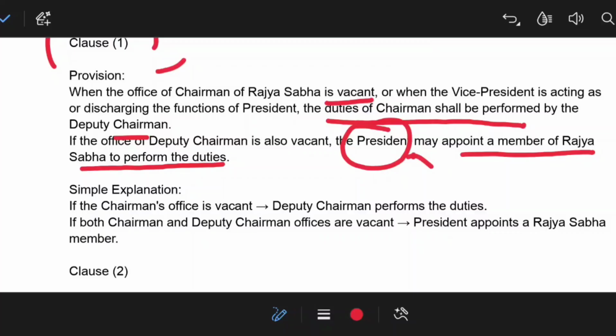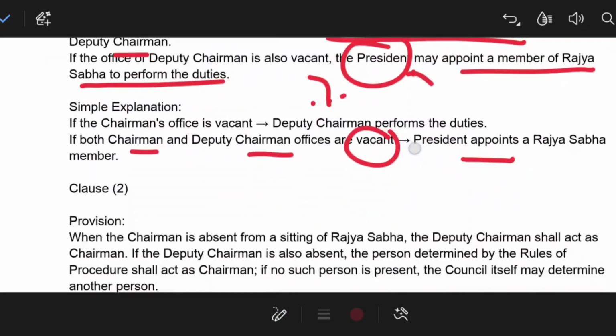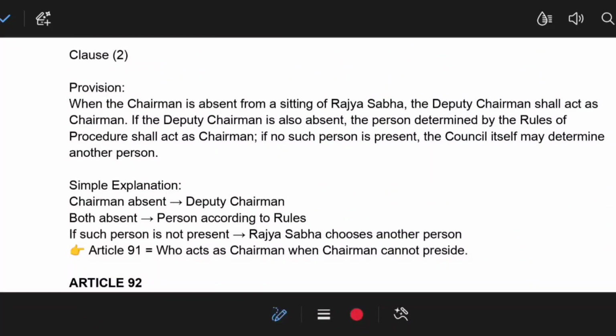Clear? So if the chairman's office is vacant, then the deputy chairman will perform the duties. And if both the deputy chairman and chairman offices are vacant, then the President will appoint a Rajya Sabha member. That person will perform the duty of the chairman and will have all the powers of the chairman at that moment of time. So that is clause 1 of Article 91.